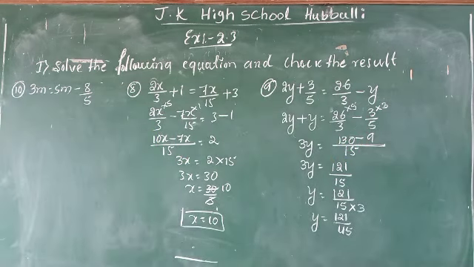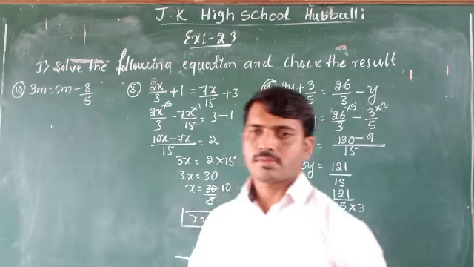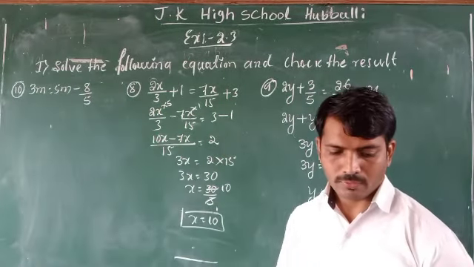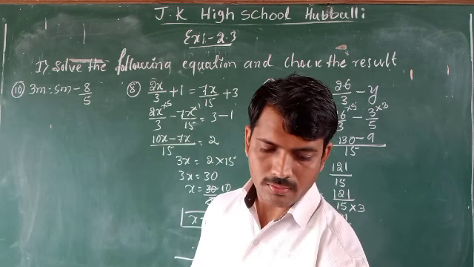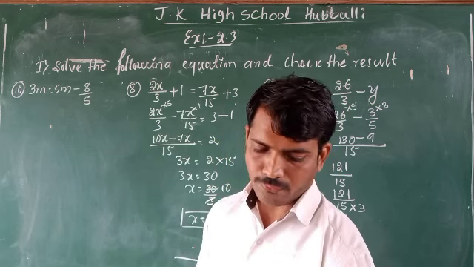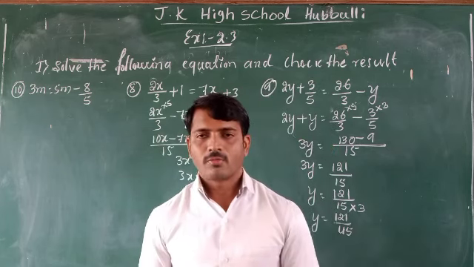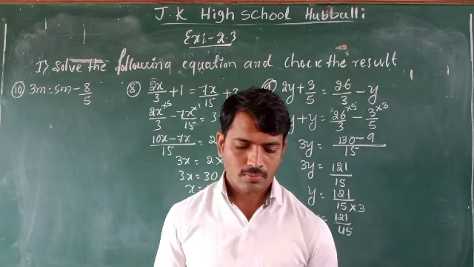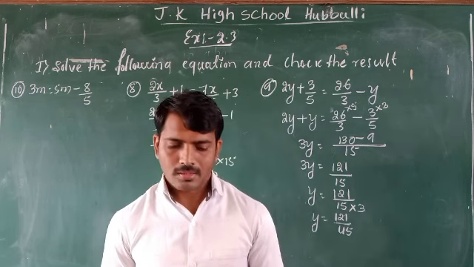Okay. So 2.3 is completed now. There are only 10 sums. So all 9 sums I have solved. Only one question I have given for your homework. So in the next section I will solve the 2.4 exercise. 2.4 exercise again has verbal problems. So we'll understand the concept and we'll solve the questions and answers.